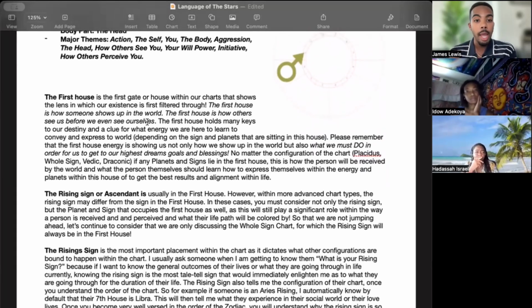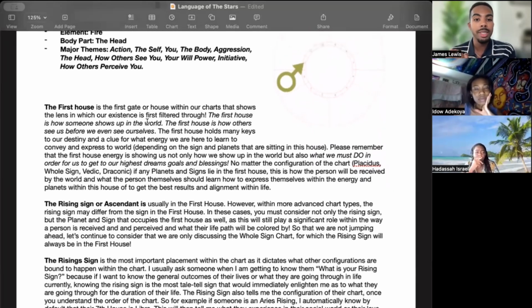Now, the first house. The first house is the first gate or house within our charts that shows the lens in which our existence is first filtered through. All right. So when we come into existence, when we are born into this plane, depending on the time and the location that we were born, you are given a rising sign. You are being given a lens for that soul to filter through to the 3D. And that is the first house, right?